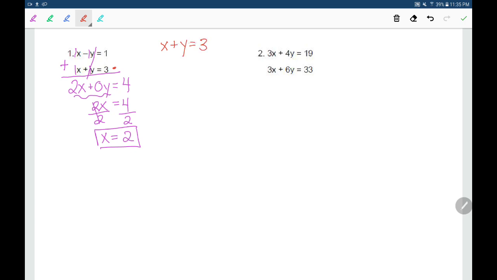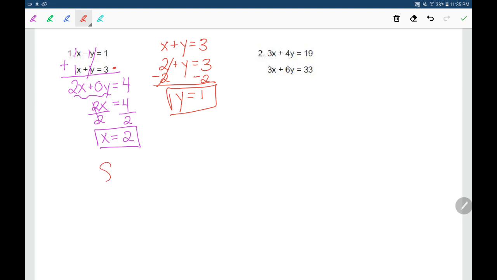So I know that x is 2, so I'm going to put my 2 in for my x. And now I'm looking for my y. So this is a simple equation now. This is attached by addition. To undo addition, I'm going to subtract 2 from both sides. 3 minus 2 leaves me with 1. So when my x is 2, my y is 1.